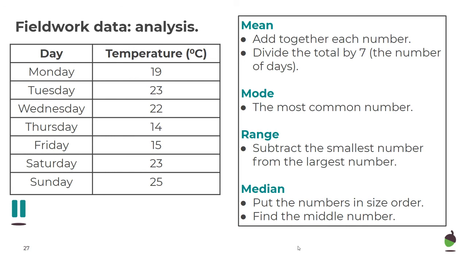To calculate the mode, you're looking for the most common number. To calculate the range, you're looking to subtract the smallest number from the largest number. And to calculate the median, you need to put the numbers in size order from smallest to largest, and then you are looking to find the middle number. So I would like you to pause the video at this point to work out the mean, the mode, the range, and the median of this set of temperature data, and then resume the video when you are ready to mark your work.